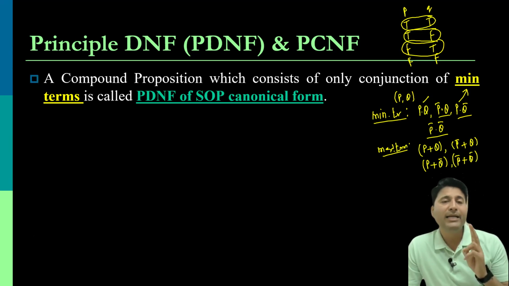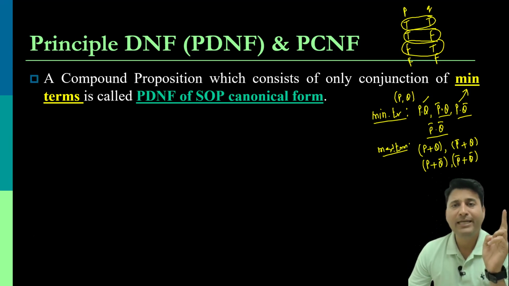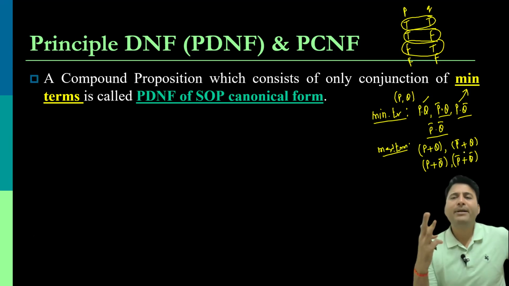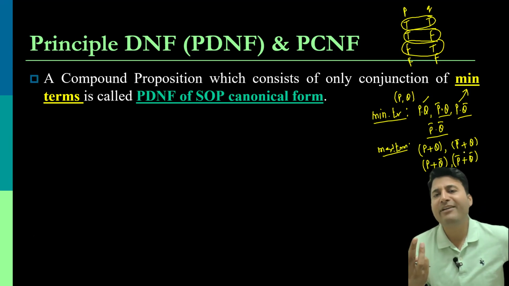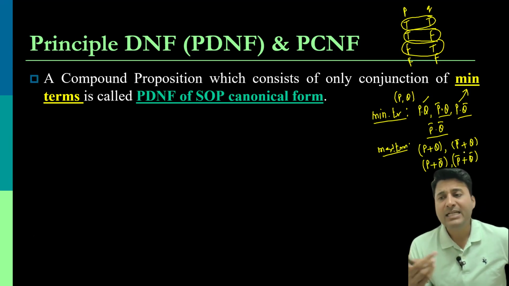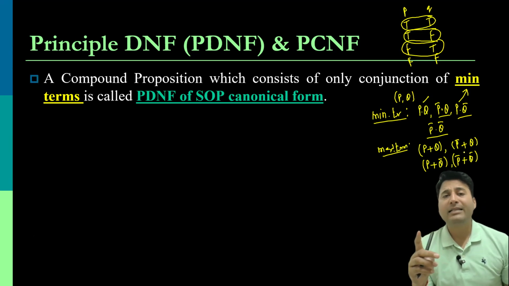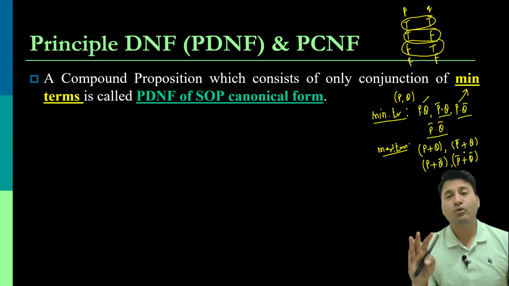So if we do have two variable, how many min term? 2 power n. If we have two variable, how many max term? 2 power 2, that is 4. If three propositions are there, that means the compound proposition is having three variables. In that case, 2 power 3, we will have total 8 min term and total 8 max term.